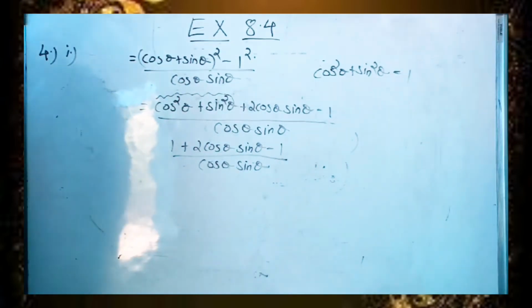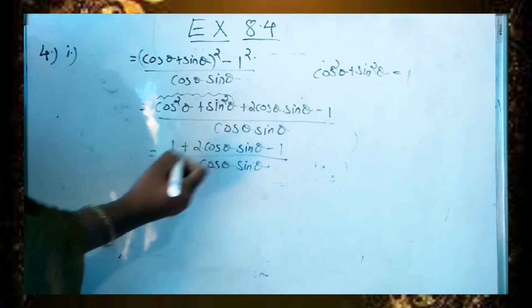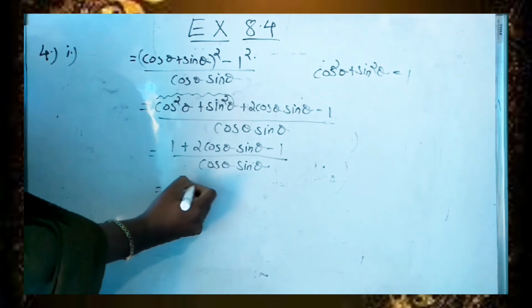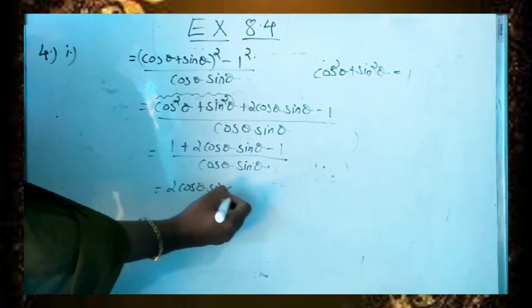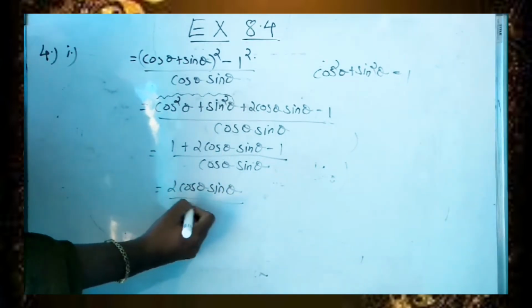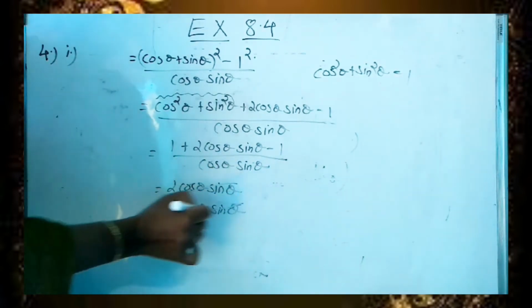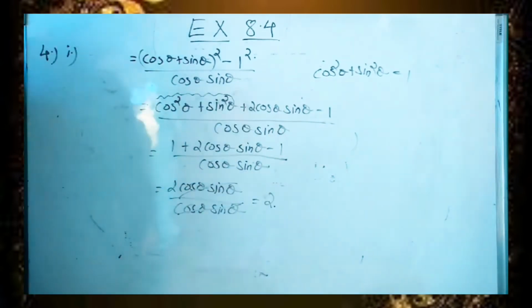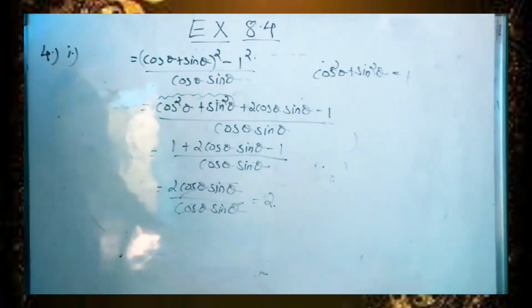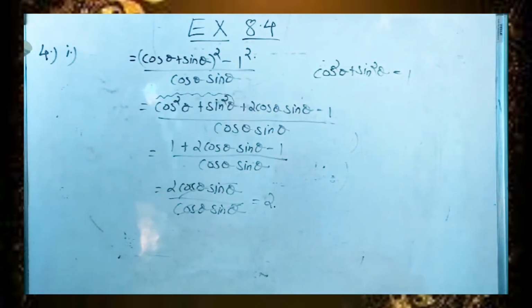In the numerator we have plus 1 and minus 1, that get cancelled, and we will have 2 cos theta sin theta divided by cos theta sin theta. These two get cancelled and we will get 2. Okay, that 2 is option number C.